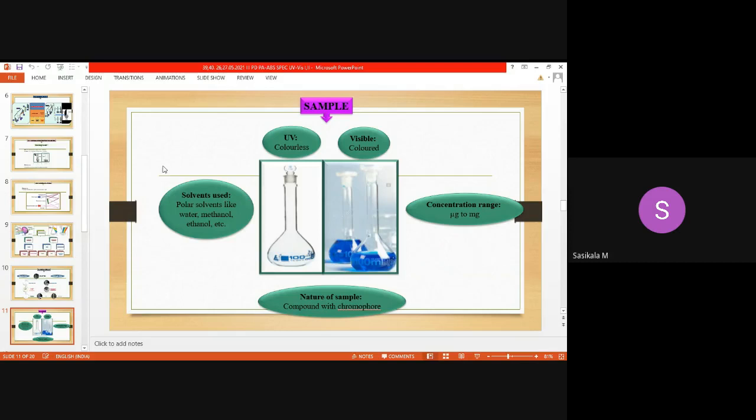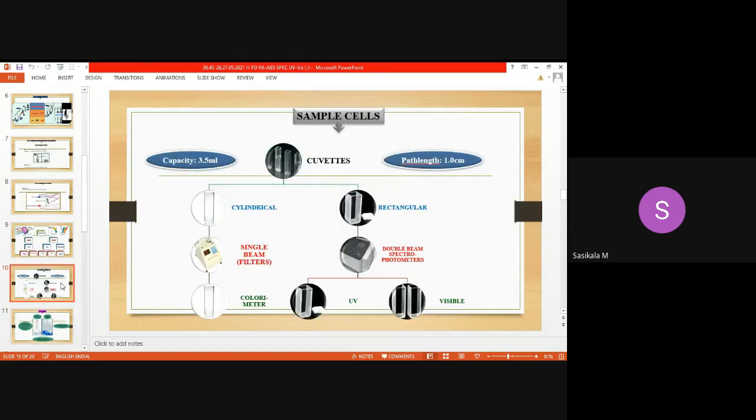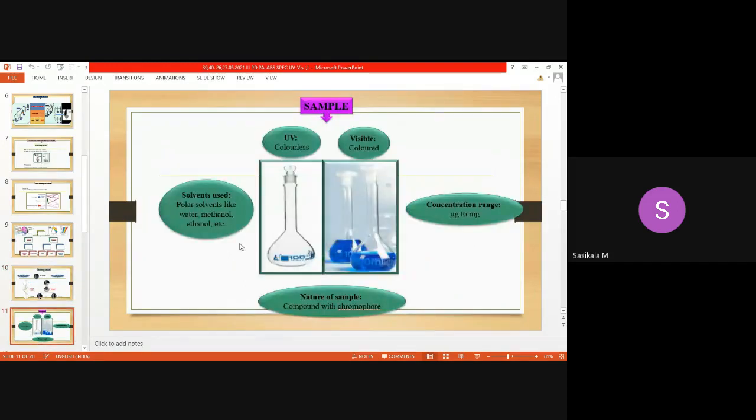Then what solvents are used to make this dilution of the sample? How is the chromophoric sample diluted to get either a colorless or colored solution? It will be diluted with polar solvents like water, methanol, ethanol. Mostly polar solvents we need to use. If you use non-polar solvents, when you pour them in the cuvette, they will start evaporating inside the instrument and you won't get uniform absorbance.